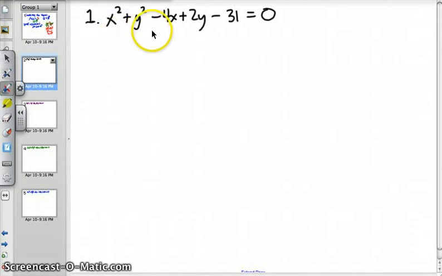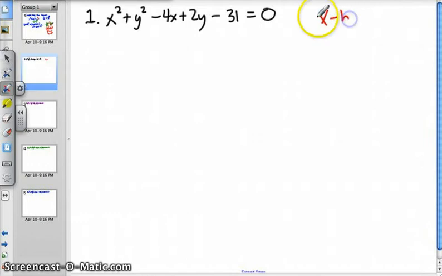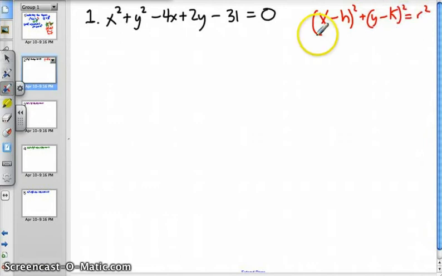So this equation, we have x squared plus y squared minus 4x plus 2y minus 31 is equal to zero, and I want to convert it to x minus h squared plus y minus k squared is equal to a constant. I can do this by completing the square.